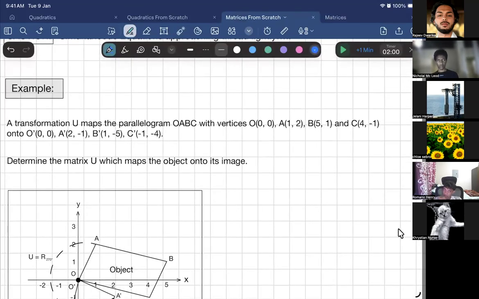This is insane. So I want you to pick a point for me. A, B, pick a point. B. All right. B is 5, 1, right? And where is B prime? 1, -5.